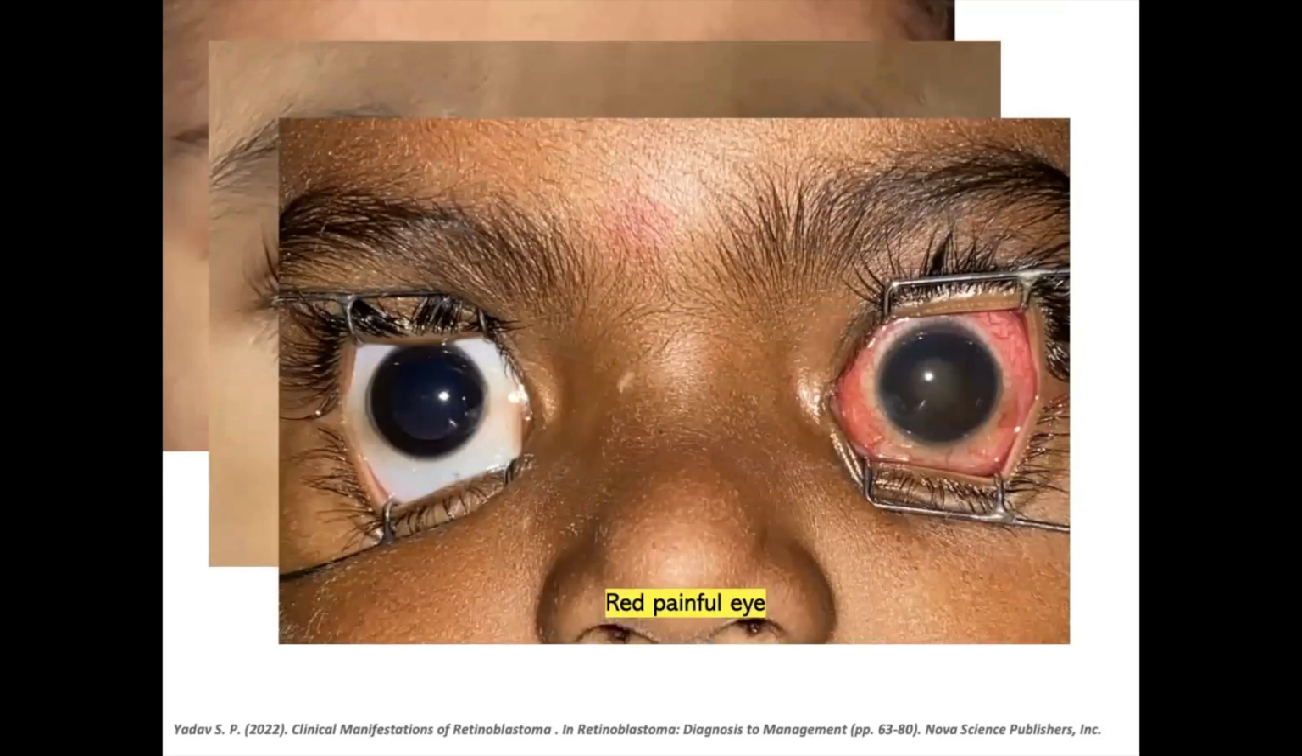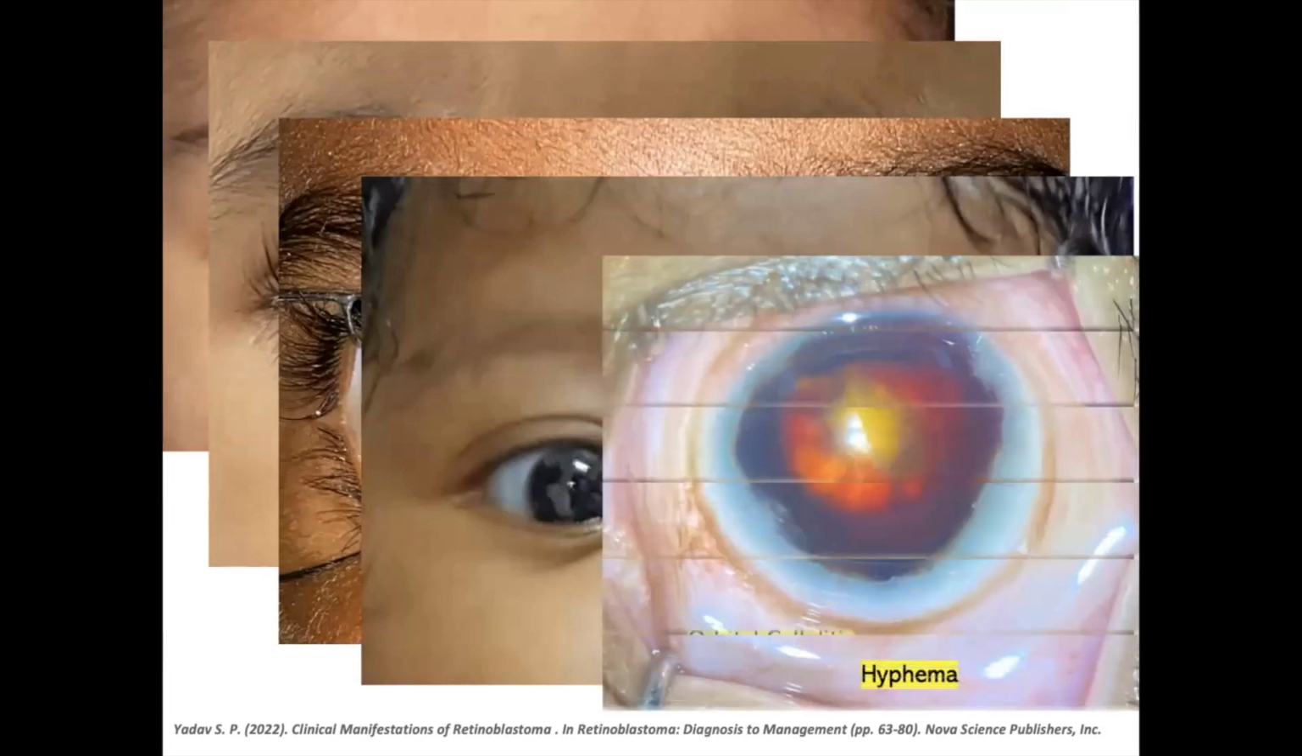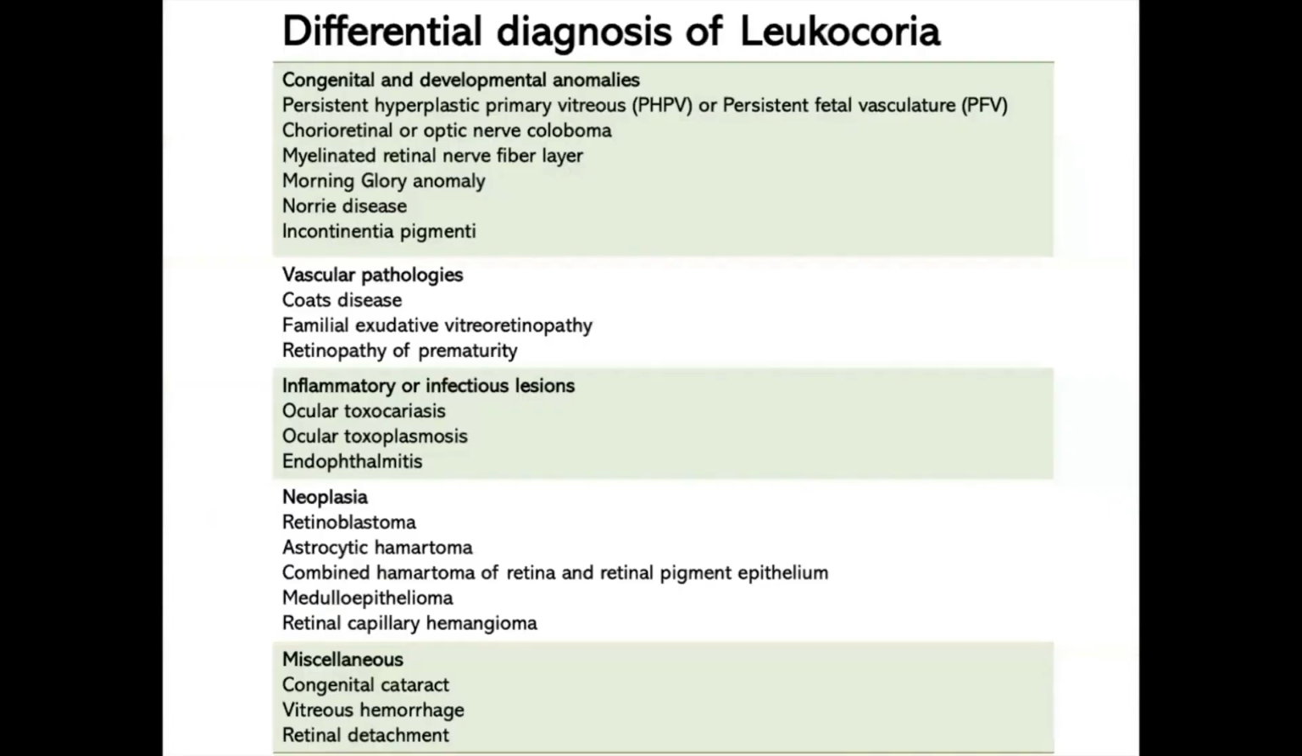because of advanced nature of the tumor. Tumor necrosis because of untreated advanced intraocular tumor can also present with orbital cellulitis, hyphema. When the tumor can no longer be contained intraocularly, frank extraocular extension is presented as proptosis or an orbital mass.